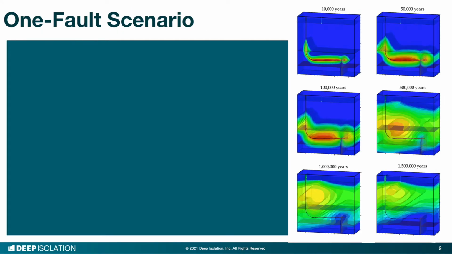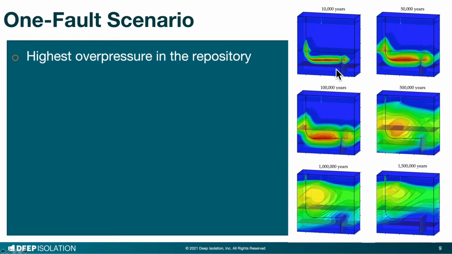Let's look at these phenomena again for the scenario with only one fault. Recall that in the one fault scenario, the earthquake generates the highest overpressure in the repository because the fault terminates in the tight host rock, with the borehole being the preferred or only escape route for the pressurized brine coming up the fault. It also has the longest sweep length.